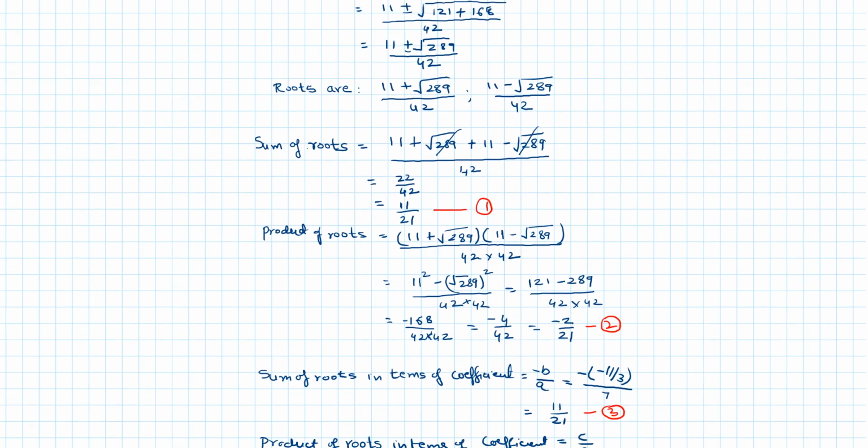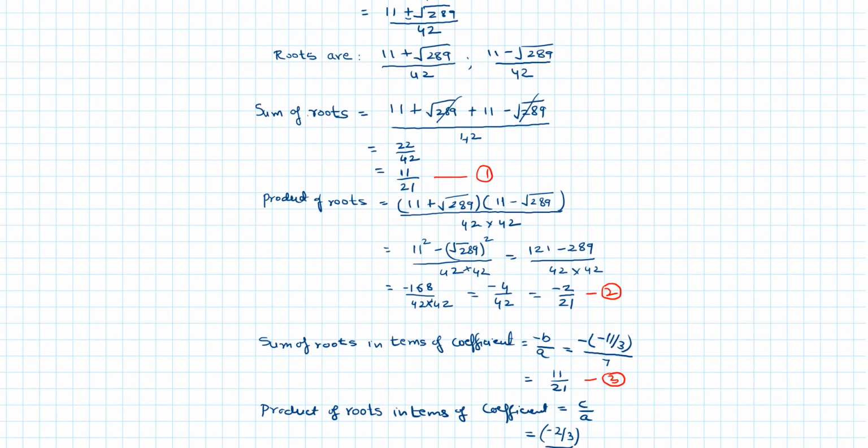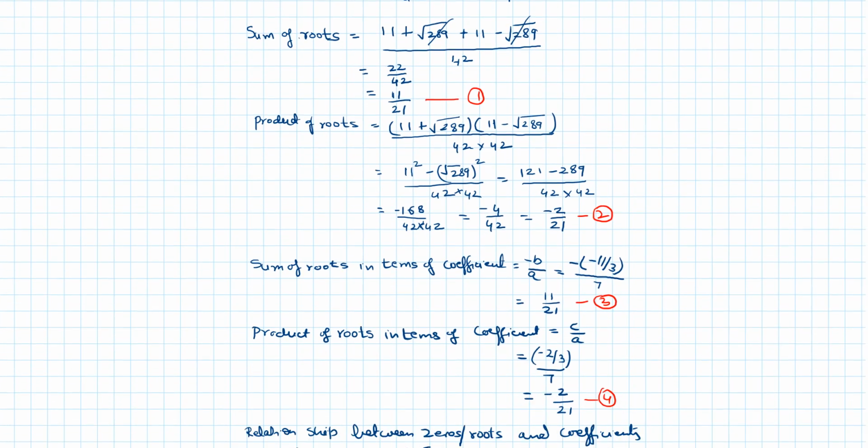The product of the two roots is multiplying these two numbers, this and this. So what we get is minus 2 upon 21. But if we want to calculate the product of roots and sum of the roots, we can do it by simply looking at the quadratic equation and looking at the coefficients.